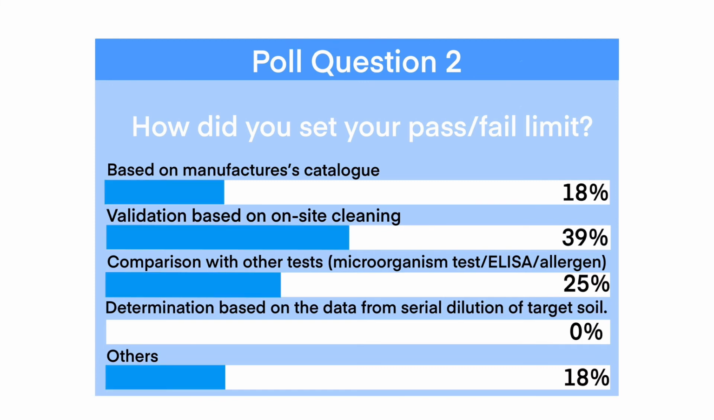There we go. So 39% said validation based on on-site cleaning, and it's a tie for second place in other and also based on manufacturer's catalogue. 25% of you said comparison with other tests, and none of you said determination based on data from serial dilutions of product.